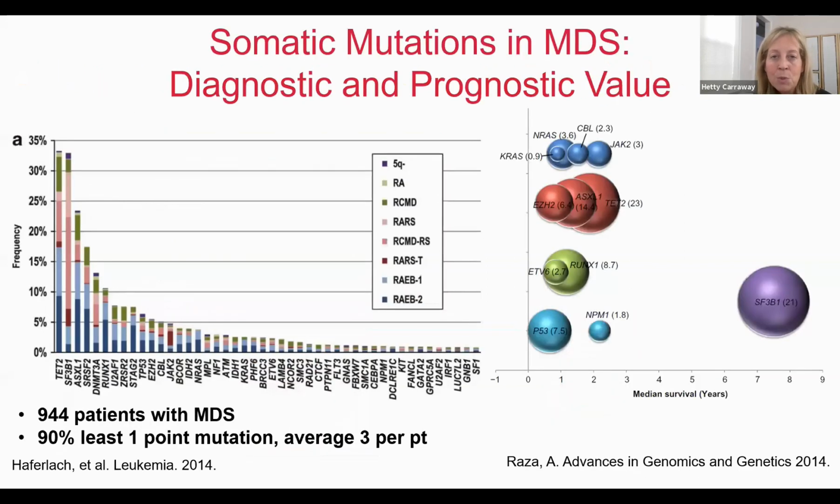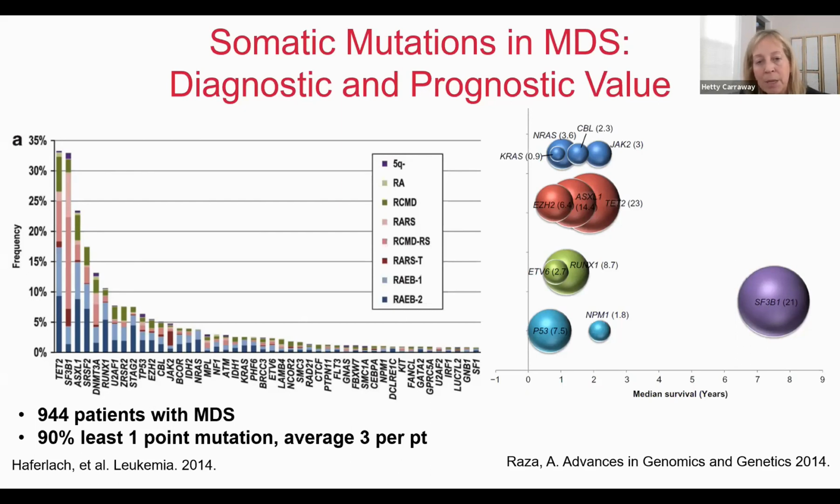So, as a result of much of the research that's been done in a multitude of places, I wanted to just demonstrate one study that was done by Haferlach et al. looking at over 900 patients diagnosed with MDS. And he found that in 90% of patients with MDS, there was at least 1 point mutation. And on average, there were 3 mutations per patient.